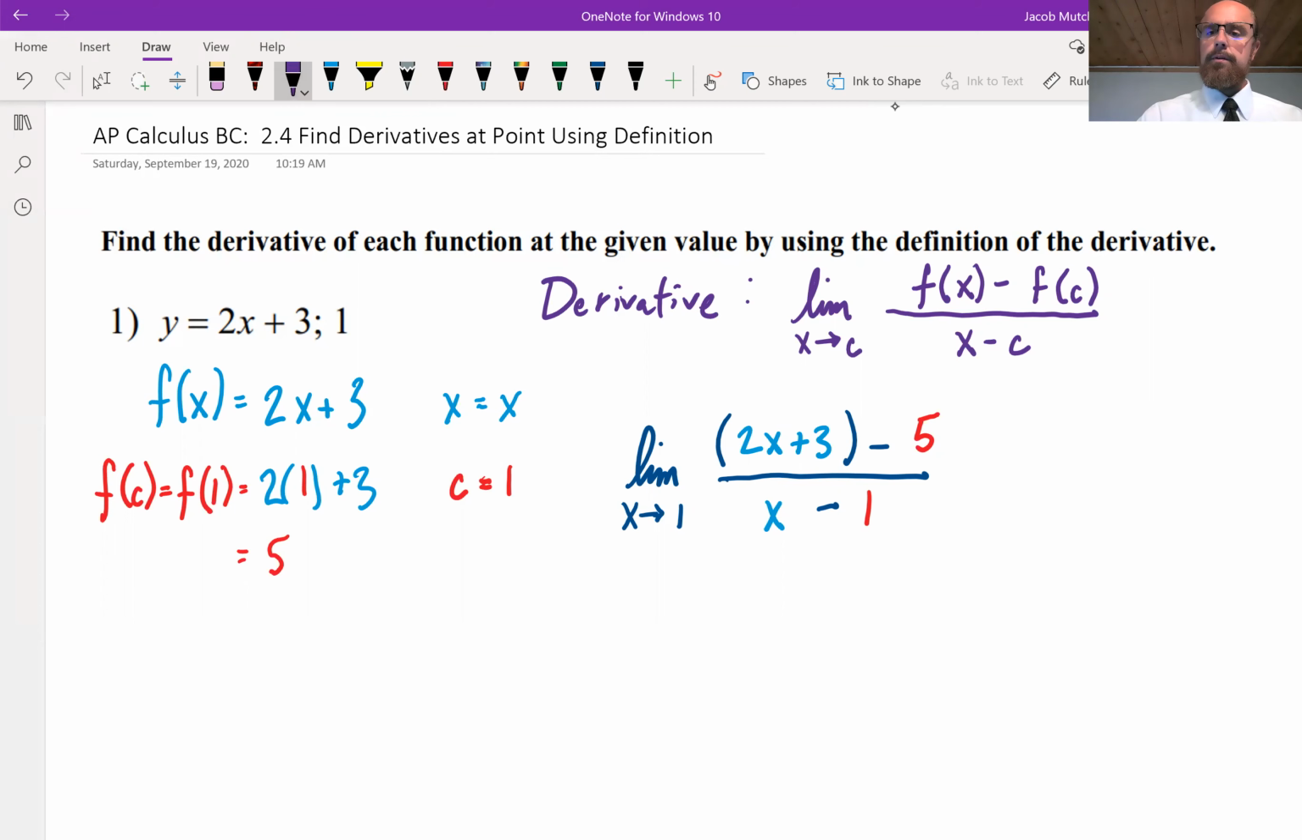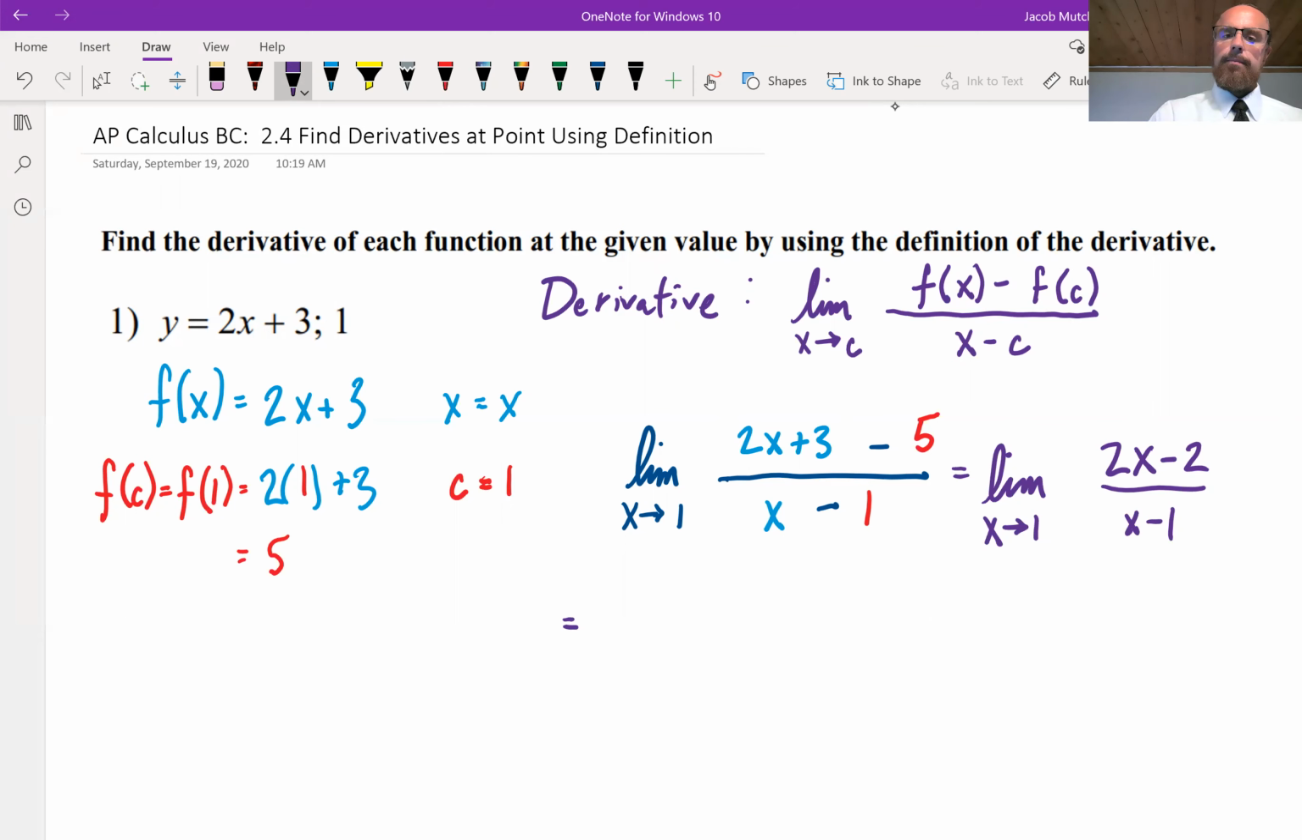Let's work on that numerator first. So I'm going to simplify that really by taking away the parentheses. And at that point, what I see is that I've got 2x plus 3 minus 5. So I can add the constants there. It's going to be 2x plus, really, minus 2. And that's all over x minus 1.